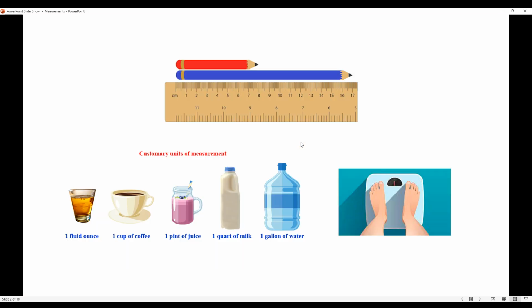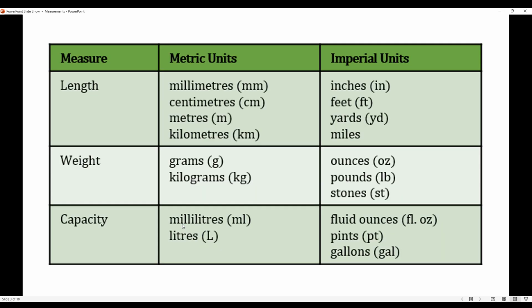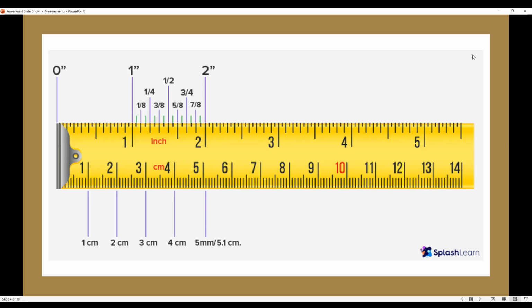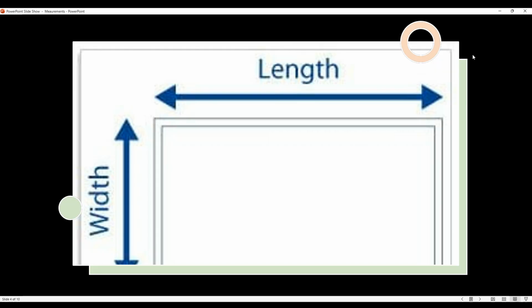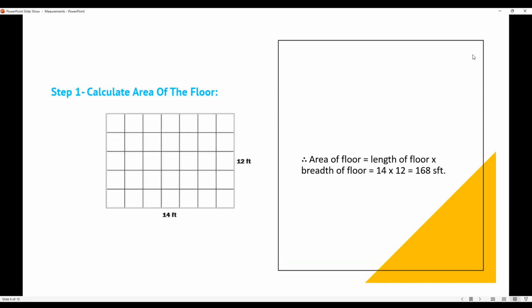So what did we talk about today? We talked about length, weight, and capacity. And we talked about different measurement units that help us measure length, weight, and capacity. Metric units and imperial units. And we said that the imperial units are used in America. We also looked at a measurement tape that has both types of the units, metric and imperial. And we also looked at a project, flooring project, in two different measurement units.